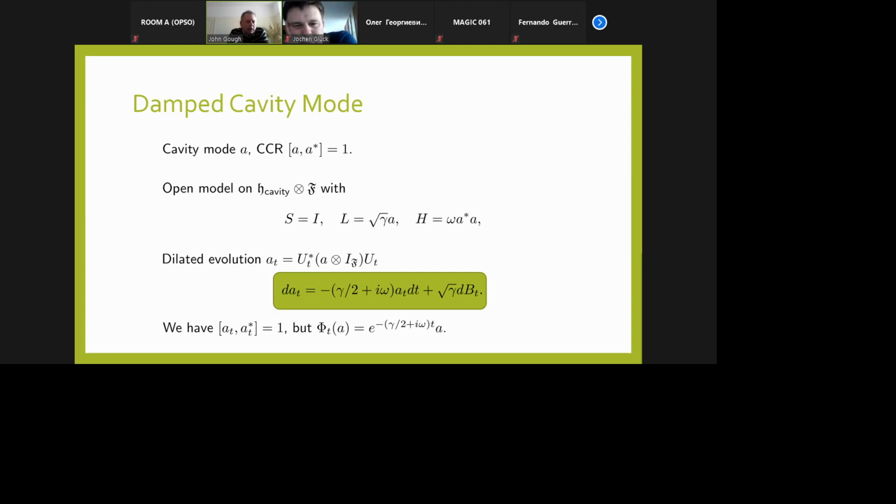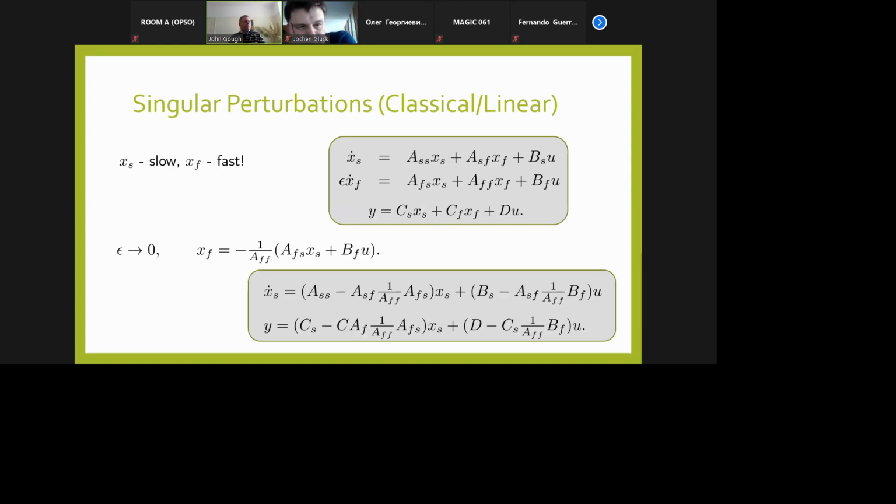Okay, so that's a very simple damped cavity mode. You couldn't really get this if everything was essentially classical. You really do need this full theory of Hudson and Parthasarathy to get the most general case. Right.